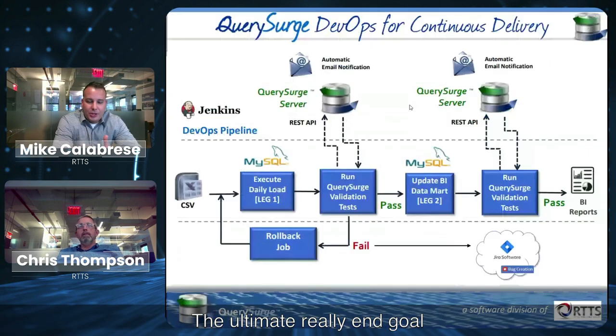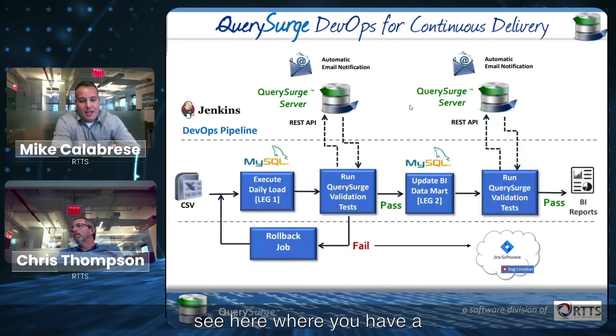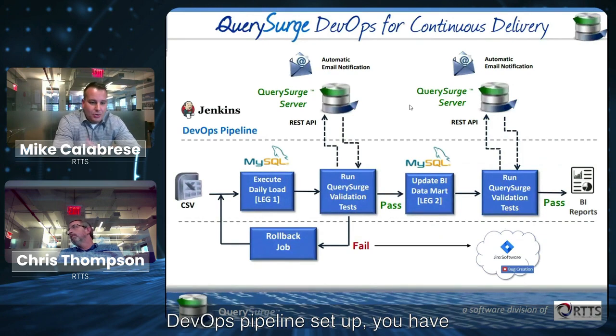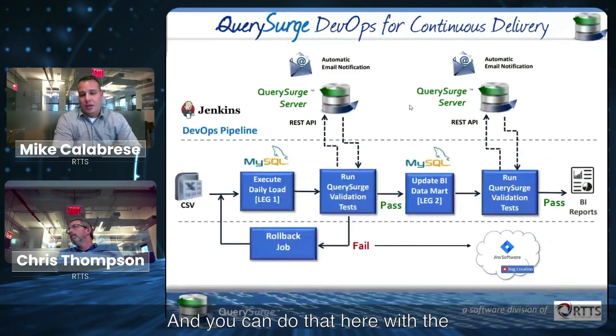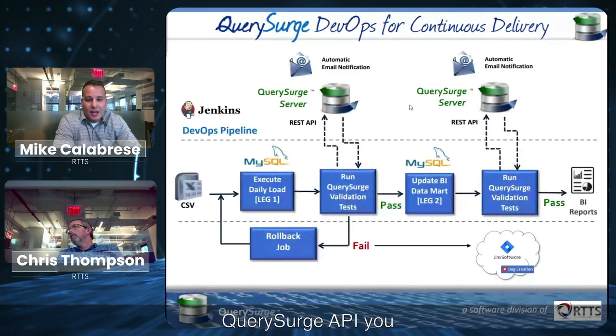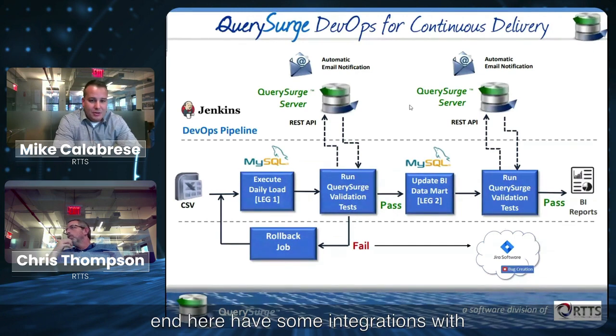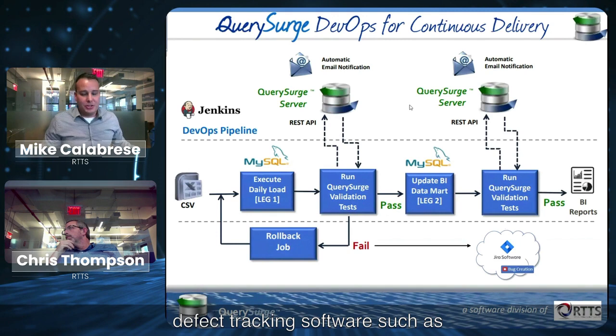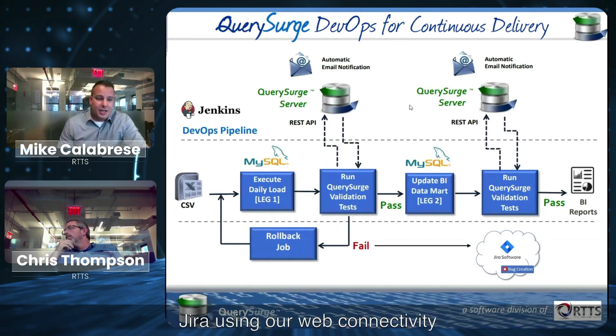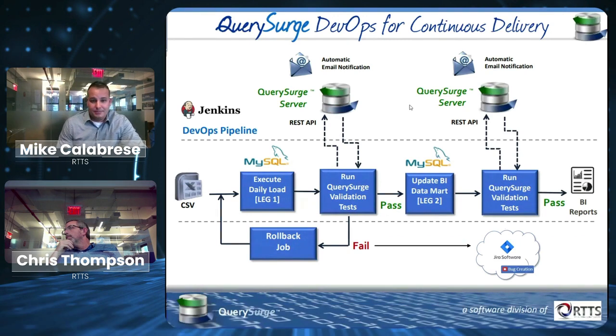The ultimate end goal would be something like you see here where you have a DevOps pipeline set up. You have maybe some source systems coming in, some ETL jobs going on, and you're wanting to use QuerySurge to be able to validate that. And you can do that here with the QuerySurge API. You can also, and we'll see at the tail end here, have some integrations with test management tools or defect tracking software such as Jira using our webhooks connectivity capabilities.